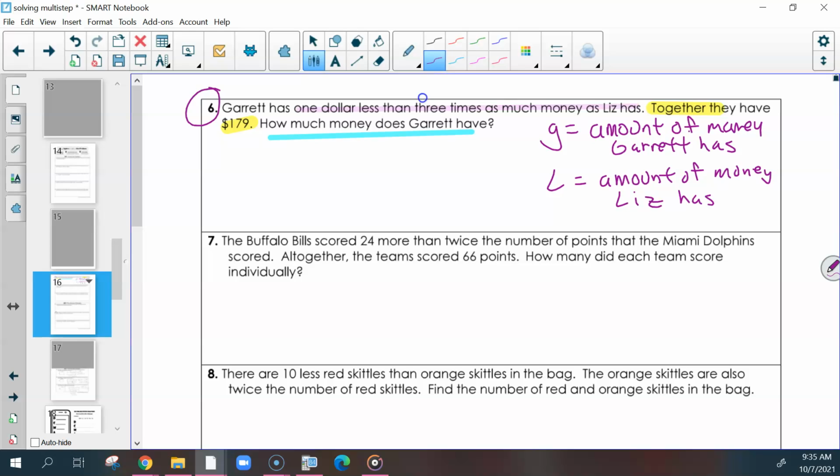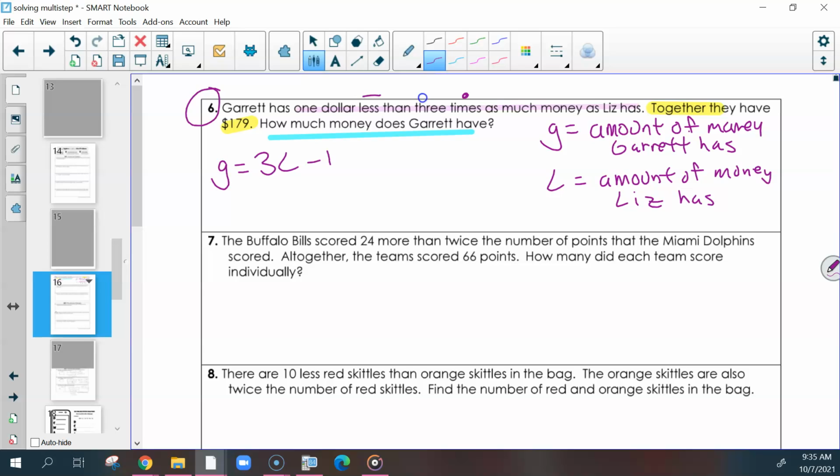Use X and Y, X and another variable. So for Garrett, it says $1 less than 3 times as much money. So $1 less, subtracting, but the 1 has to go to the end. 3 times as many. So we're multiplying 3 and L, and subtracting 1. We know that much about Garrett.